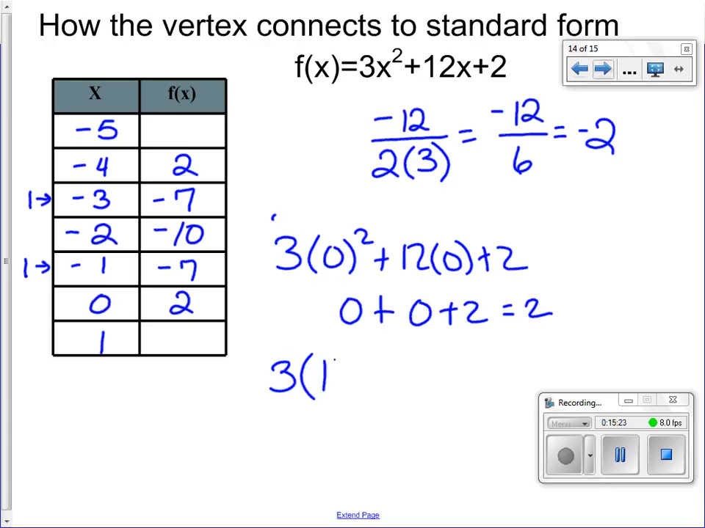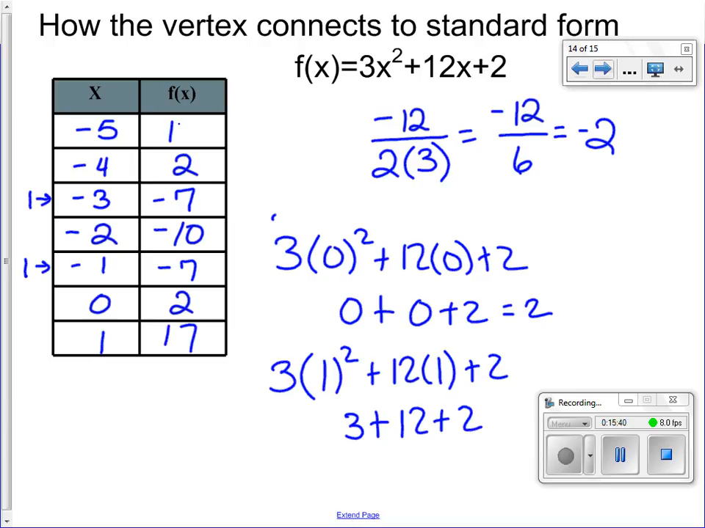So 3 times 1 squared plus 12 times 1 plus 2. 1 squared is 1 times 3 is 3. 12 times 1 is 12. Plus another 2, that's 15, plus 2, so that'll be 17. And there we go. We have a complete table, straight from standard form.